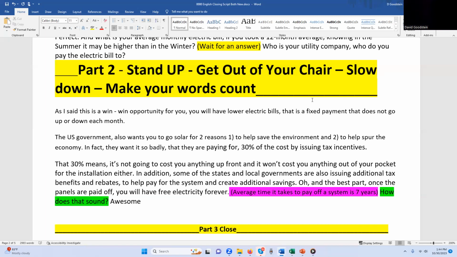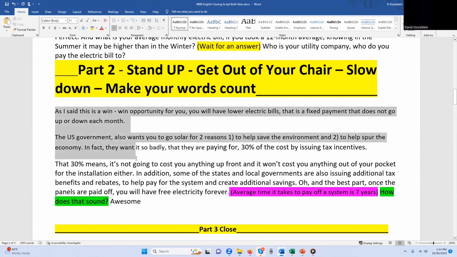That means that 30%, it's not going to cost you anything up front, and it won't cost you anything out of your pocket for the installation either. In addition, some of the states and local governments are also issuing additional tax benefits and rebates to help pay for the system and create additional savings. Oh, and the best part, once the panels are paid off, you're going to have free electricity forever. How does that sound? Awesome.